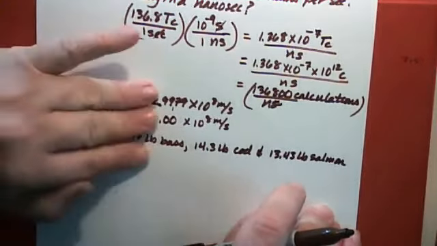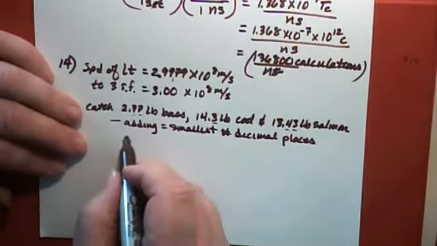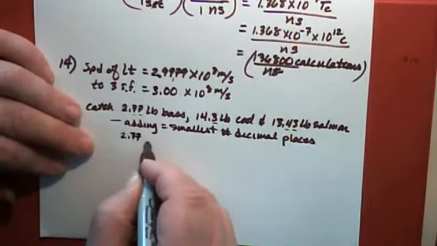Okay, so 2.77 has 2 decimal places, 14.3 only has 1, 13.43 also has 2. So what we're going to do is add these numbers together and see what we get, and then cut it down to 1 decimal place.